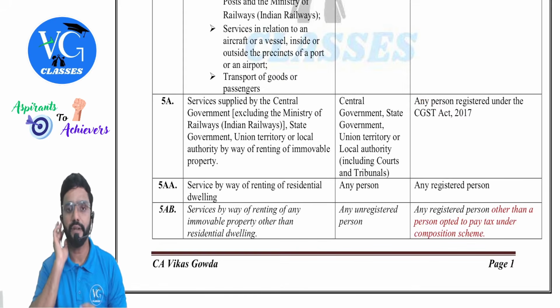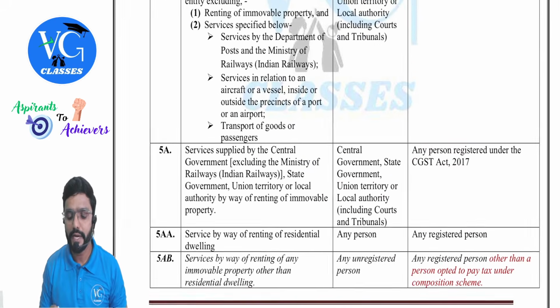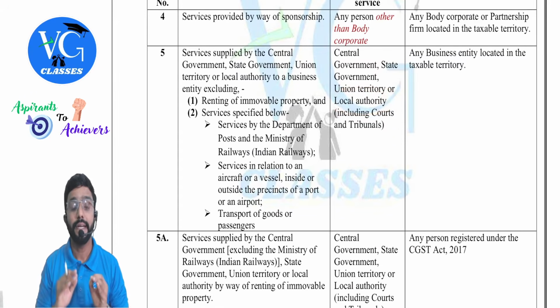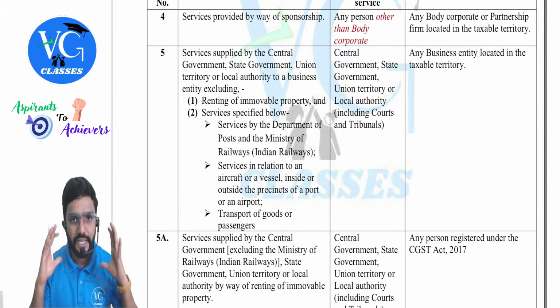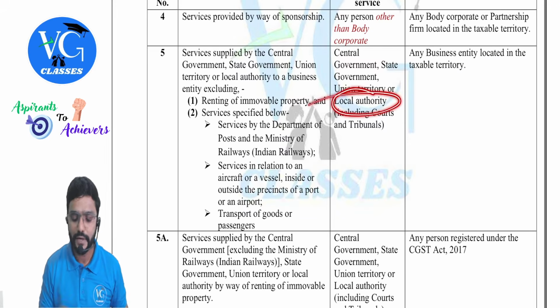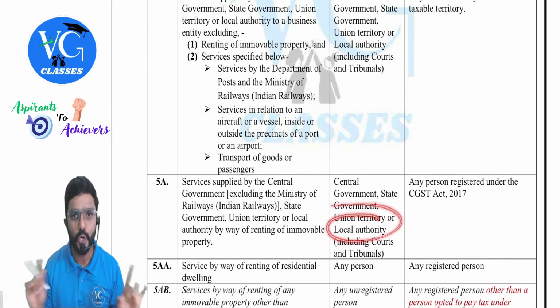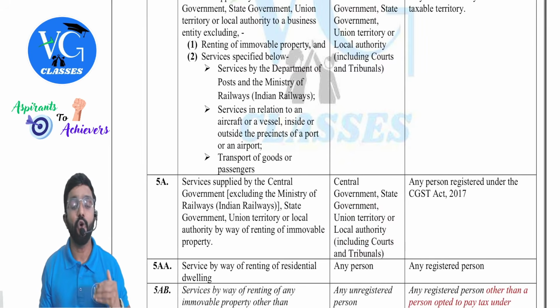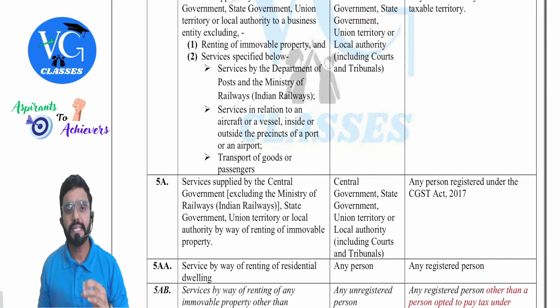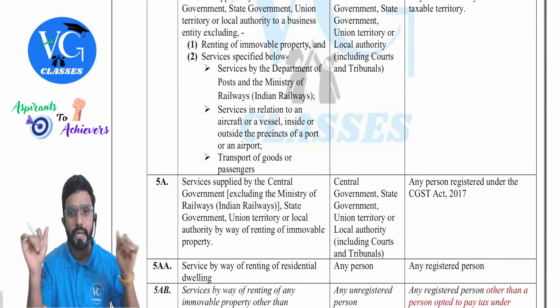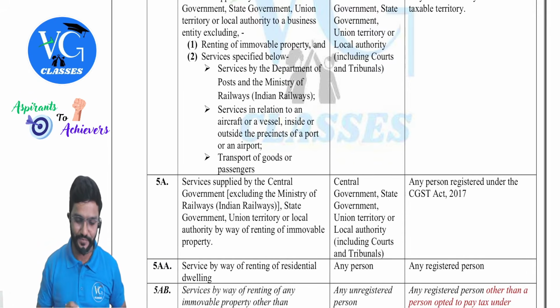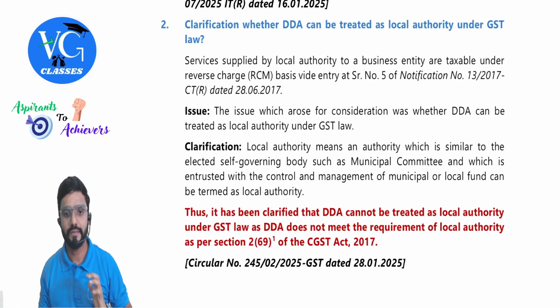So there was a confusion regarding whether this local authority includes DDA. DDA means Delhi Development Authority. So they have given a clarification clearly telling that local authority for this RCM purpose will not include DDA, guys. Like how we have for Bangalore BDA, that is Bangalore Development Authority, the same way for Delhi, there is a DDA. Is it a local authority for GST purpose? It has been clarified that no, it is not a local authority.